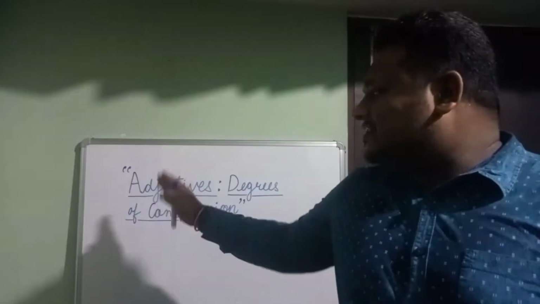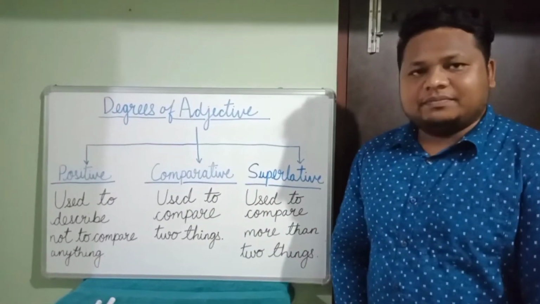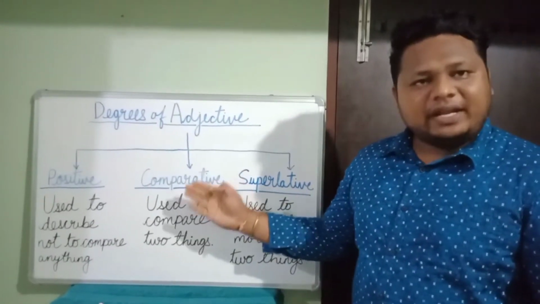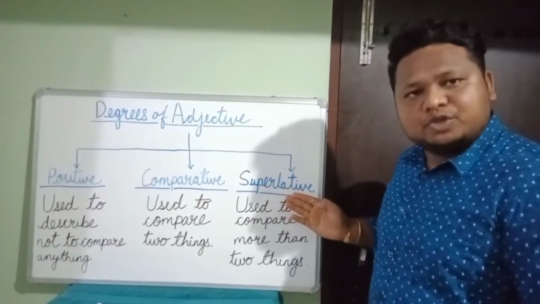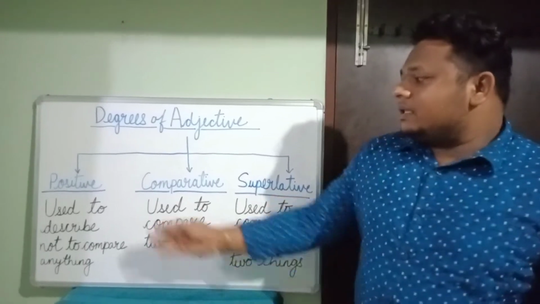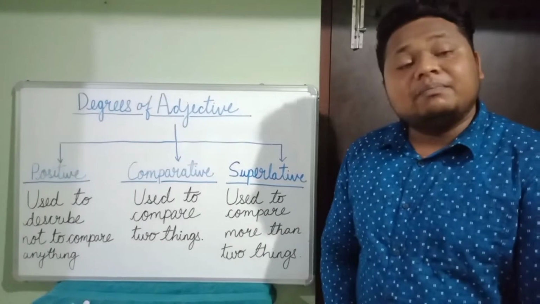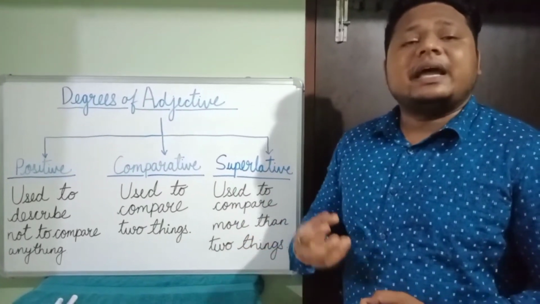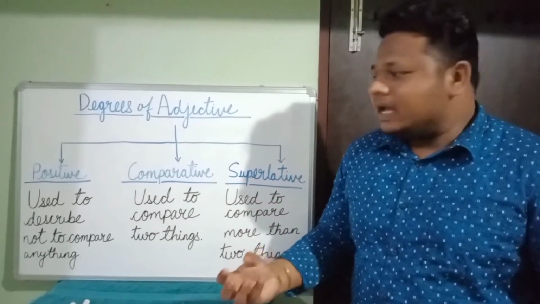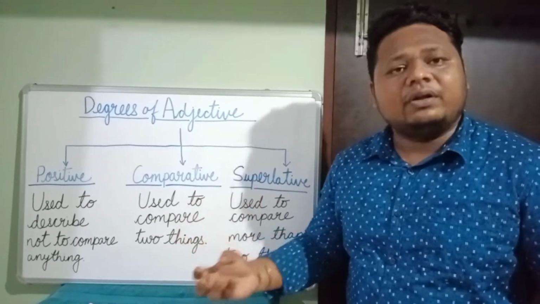Today, we are going to do a grammar lesson: Adjectives, Degree of Comparison. Degrees of adjective. Adjective has 3 degrees: positive, comparative, and superlative degree. The positive degree is used to describe, not to compare anything. As the adjective does, it describes the noun. So the positive degree just describes a noun or a pronoun.